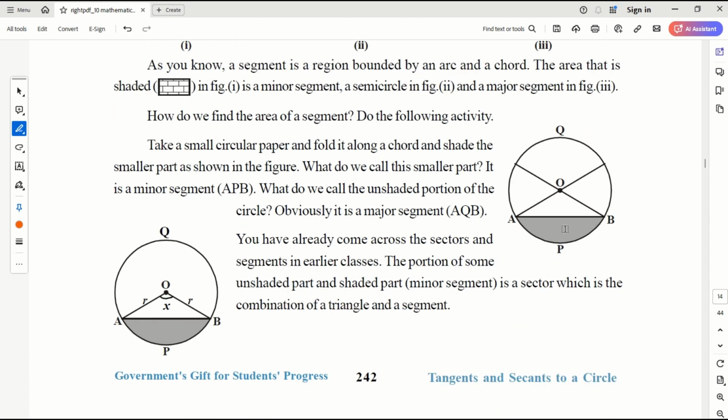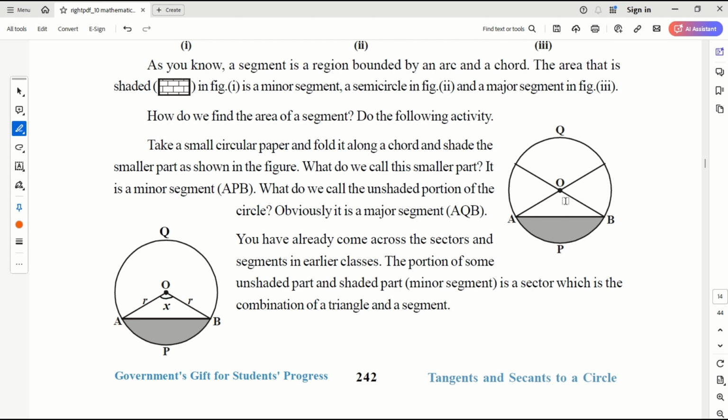One way of finding this area is the sector area. OAPB is a sector, correct? Complete this one is a sector. And minus triangle area, if I do, I get the segment area, correct? So how do you find the sector area? If you know the angle, how much is the angle here?